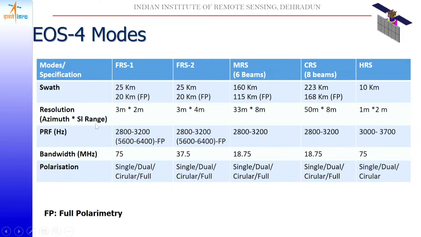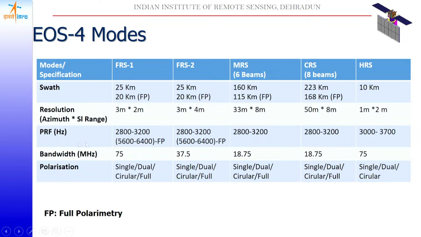This is the azimuth resolution by the slant range resolution. As I told you, we have two resolutions in SAR. One is the azimuth, so the azimuth resolution in FRS1 is 3 meter and 2 meter, and in FRS2 it is 3 meter and 4 meter. So the range resolution is slightly coarser in FRS2. Similarly we have the MRS mode, where the resolution is coarser, 33 meter and 50 meter, but we have a much larger swath compared to FRS1 and FRS2. In the HRS mode we have a very limited swath of 10 kilometer, but an azimuth resolution of 1 meter and slant range resolution of 2 meter.